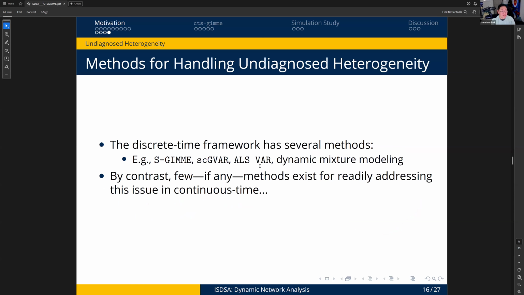The discrete time framework has a lot of approaches for handling this. There's the GIMME approach, the subgroup chain graphical VAR, the alternating least squares VAR model, dynamic mixture models, among a host of other methods. But by contrast, few, if any, methods exist for handling this kind of undiagnosed heterogeneity in the continuous time literature.